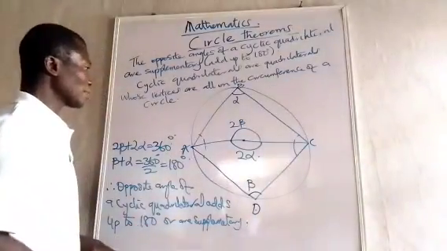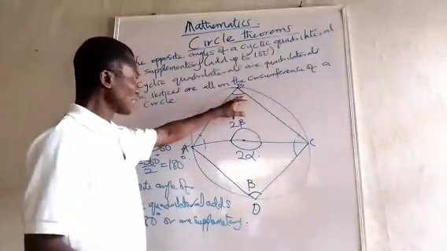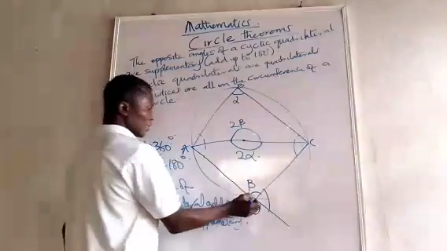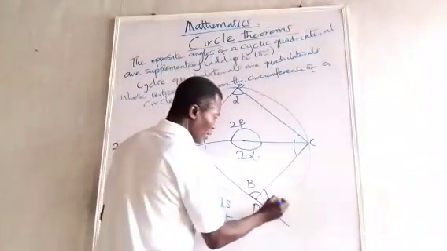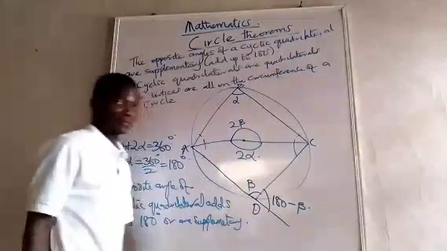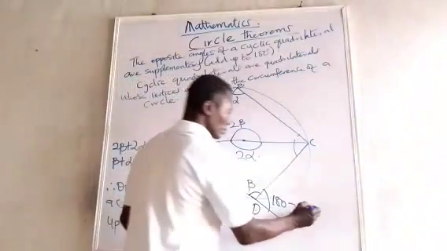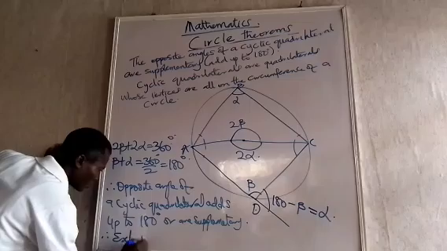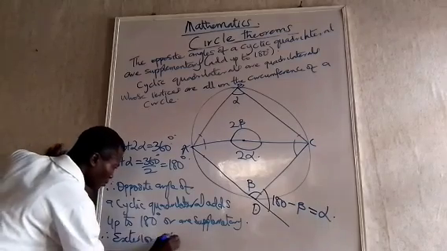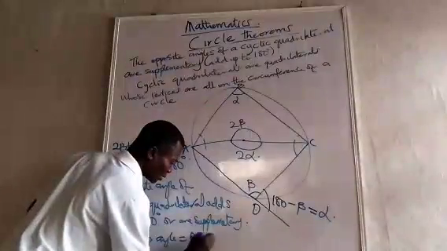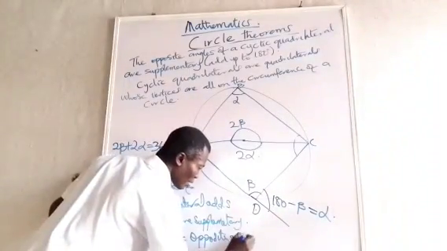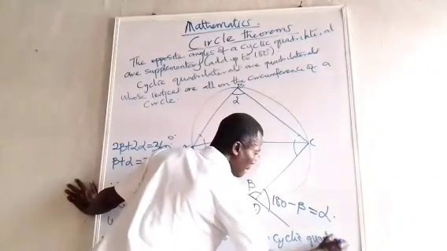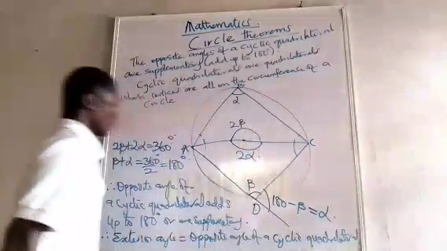Now, let's look at another aspect. Since this place and this place are equal to 180 degrees, if you extend this place, the exterior angle here will be equal to 180 minus beta. Do you understand? And that will be equal to alpha. So the exterior angle is equal to the opposite angle of a cyclic quadrilateral. So you can see it's formed.